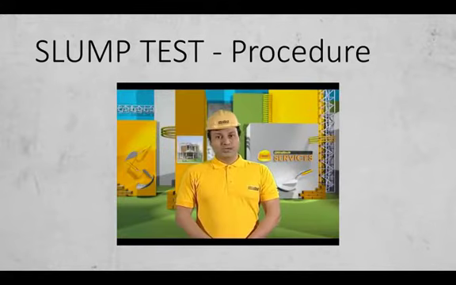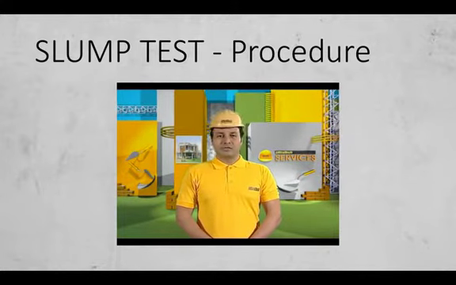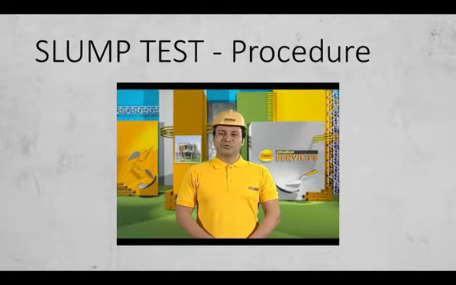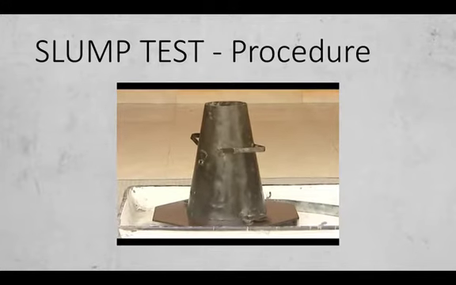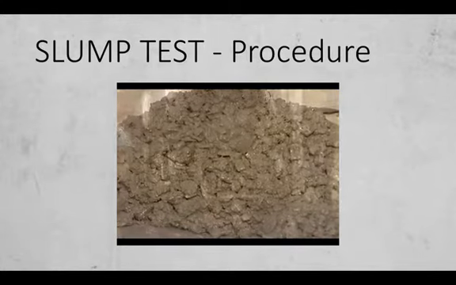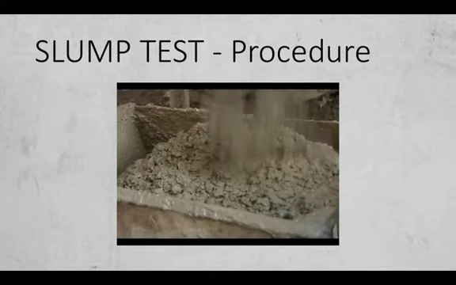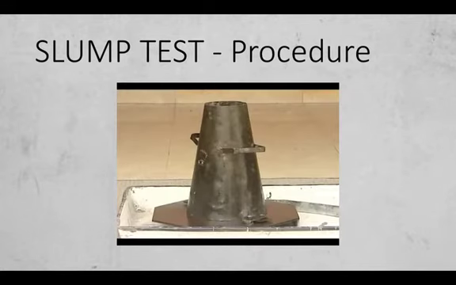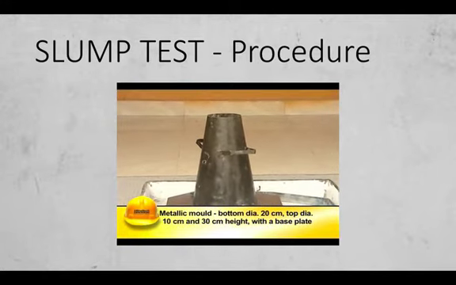The ease with which one can work with concrete is called workability. This can be measured using a simple test called the slump test. Let me show you the procedure. Slump cone test is a simple and popular test extensively used at sites to assess the workability of the concrete mix. The test should be conducted at the commencement of the concreting operations or whenever the workability of the concrete changes. The apparatus for conducting the slump test essentially consists of a metallic mold in the form of a frustum of a cone with a base plate.